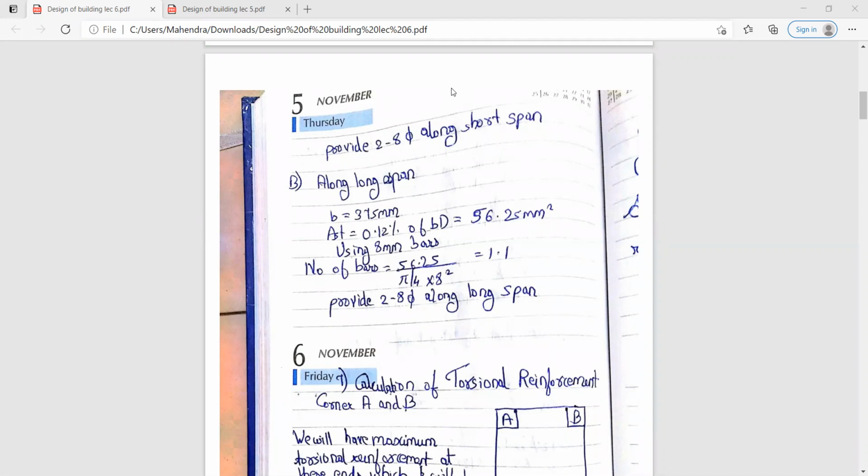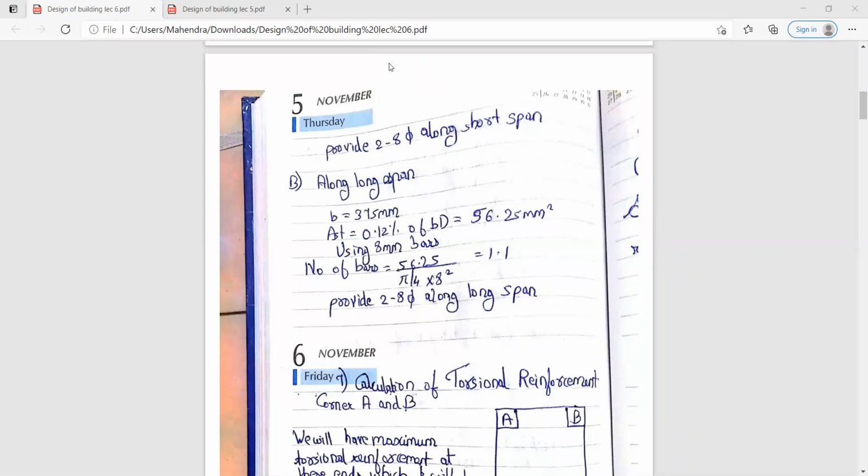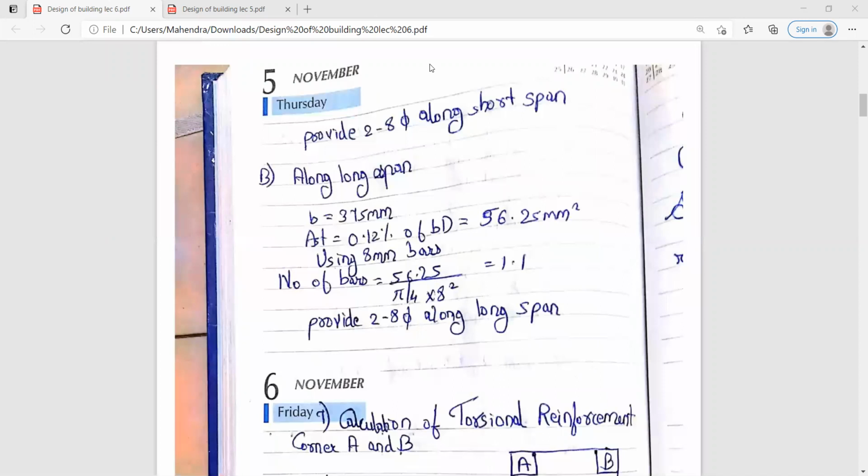Yes, did you understand about this edge reinforcement? Is anyone having any doubts in this edge reinforcement? If you have any doubts, you can ask. Otherwise, we'll proceed to the next step, that is calculation of torsional reinforcement. I hope everyone understood up till here. There is a slight difference, otherwise all the steps are the same. Just now we had seen in the last two sums. Yes, clear? Yes or no? Did you understand or not?